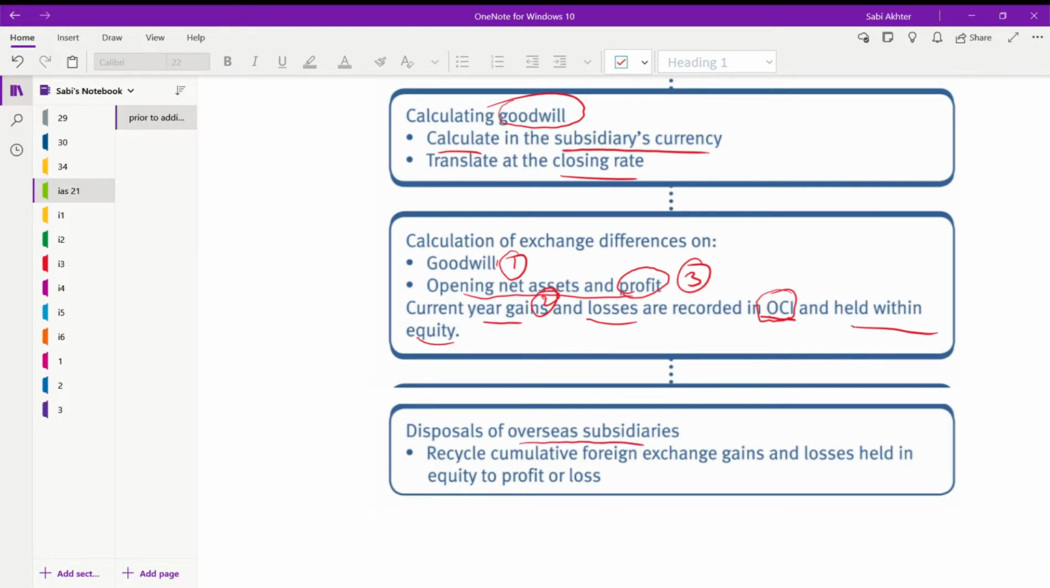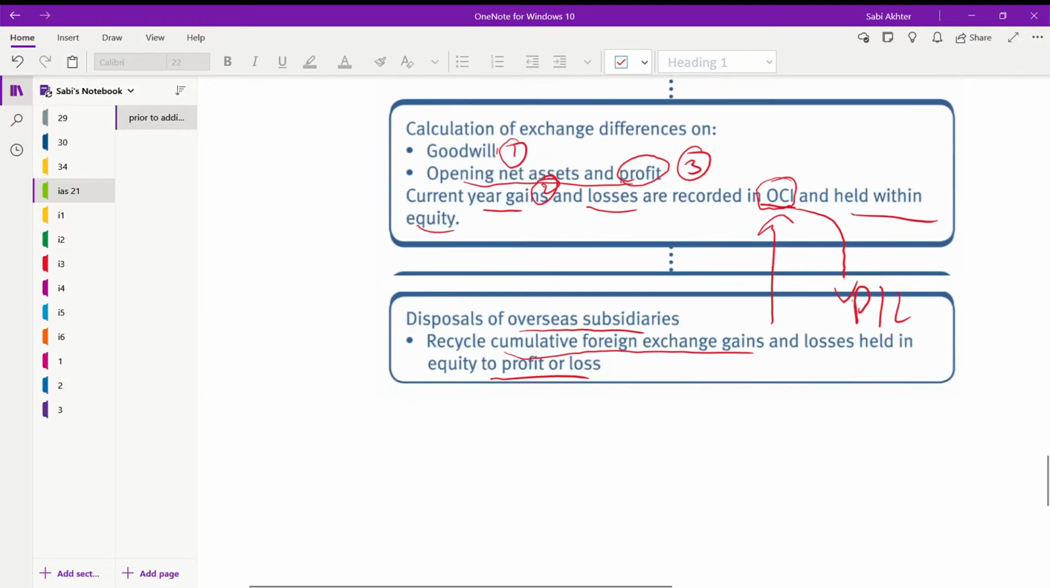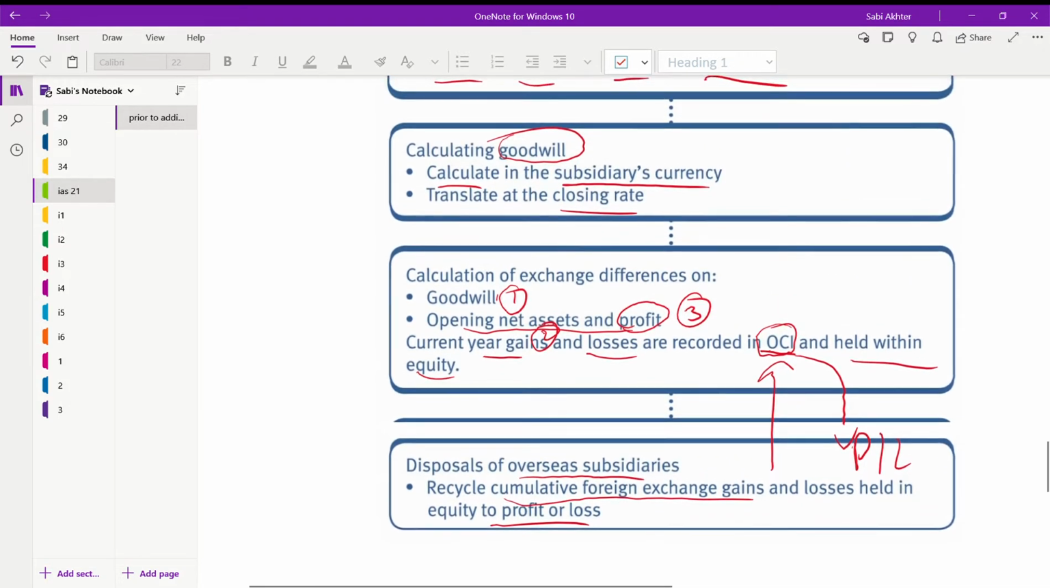Now the last part you need to know is what happens when you dispose of that overseas subsidiary. The accumulated gain and loss that you have recognized in OCI will now be reclassified, recycled to profit and loss when you dispose of that overseas subsidiary. That foreign exchange gain and loss which is in OCI will be reclassified to P&L. So that's it, that's all you need to know about foreign subsidiaries in group accounting.